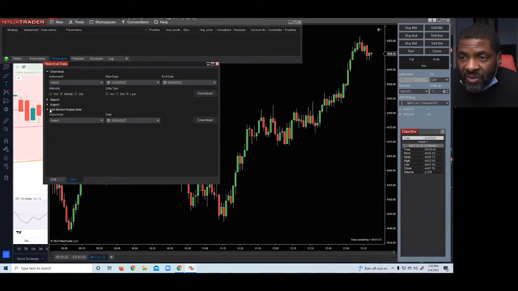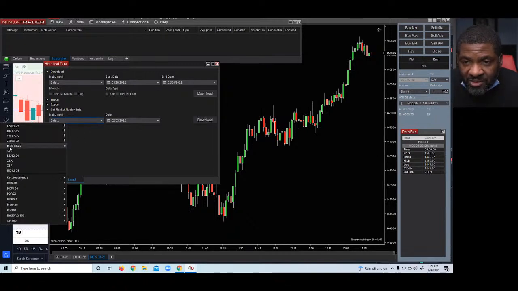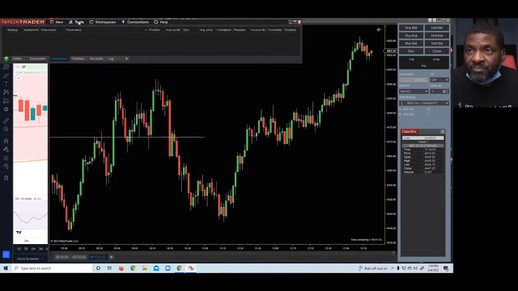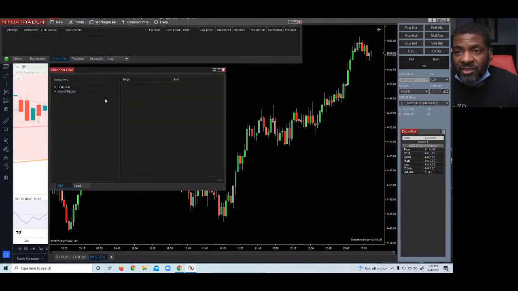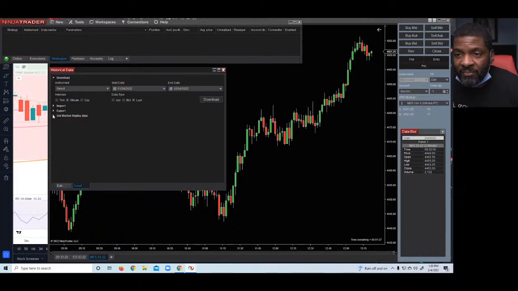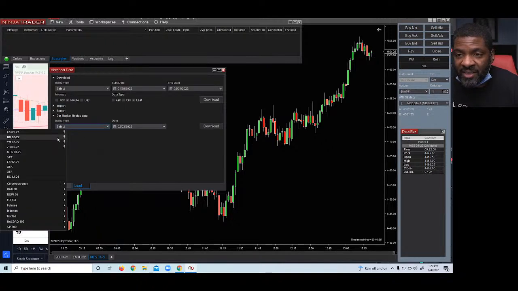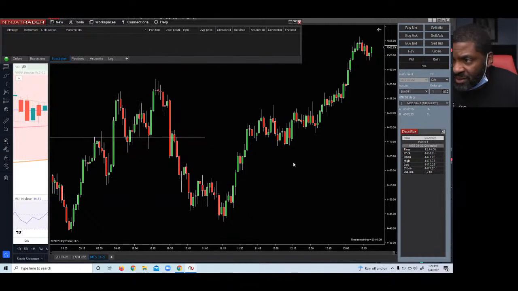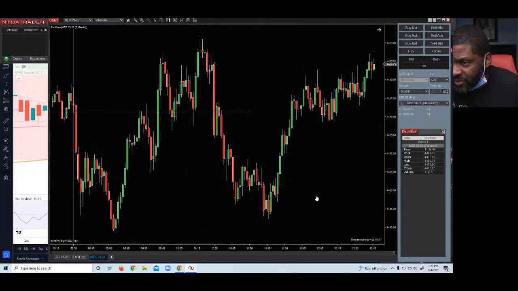Load, get historical data. And for anybody who doesn't know how to backtest on NinjaTrader, this is pretty much what you do. You go up to tools, historical data, click on the load tab, get market replay data, select your instrument. I'm going to the MES for the March delivery. Then I'm gonna look at today, and then you hit download. Then you see right there it says downloading MES data. Boom, now it's downloaded.